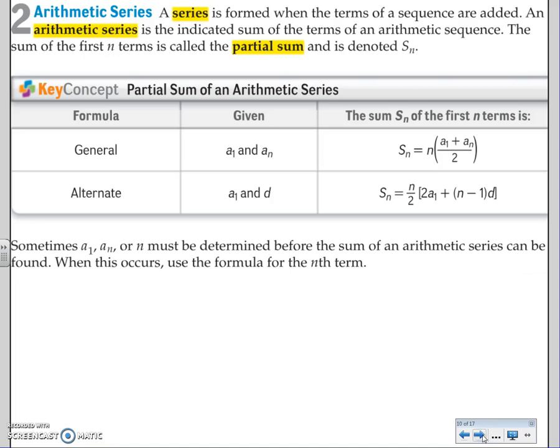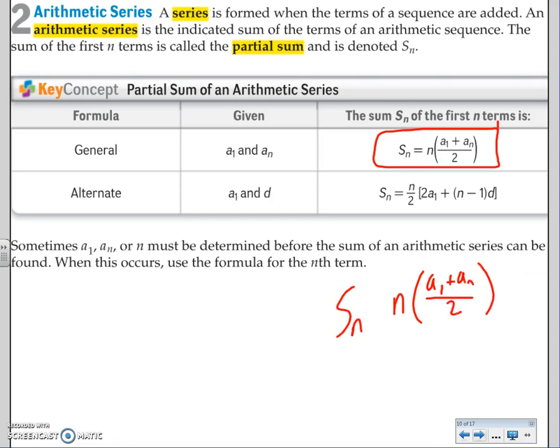Alright, we also have a series. A series is formed when the terms of a sequence are added. And an arithmetic series is the indicated sum of the terms of a sequence, and the sum of the first n terms is called the partial sum, and here are the formulas. Sometimes we have to know a1, an, or n before we can find the sum, but here's the formula, and there's a very good story with this. I'll probably tell you in class. But the sum will be the number of terms times the first term plus the last term all over 2. Alright, the sum of the series is that.